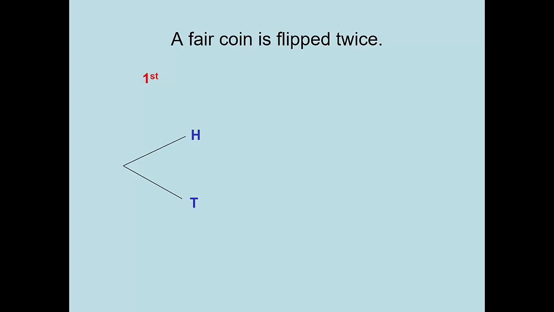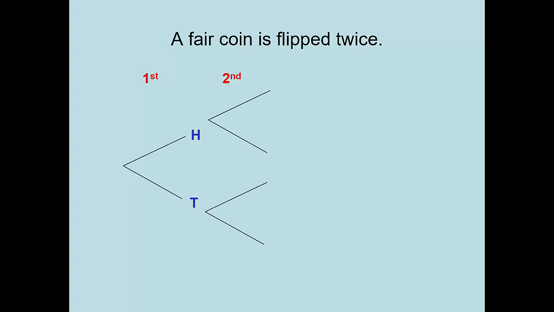Well, now we want to account for the second event, flipping a coin a second time. Since the outcome of the second event is dependent upon the first event, we're going to have a branch that extends off of each of the first events. So one off of the heads, one off of the tails.